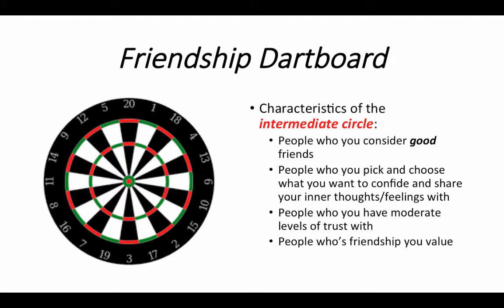So let's talk about characteristics of the intermediate circle. These are people who you consider to be good friends. Maybe not great friends, maybe not your best friends, but people you consider to be good friends. These are people that maybe you don't keep in contact with every week or every day, but maybe you keep in contact with every month, maybe through text, maybe through phone call, maybe through social media. These are people who you kind of pick and choose what you want to confide and share your inner thoughts and feelings with.